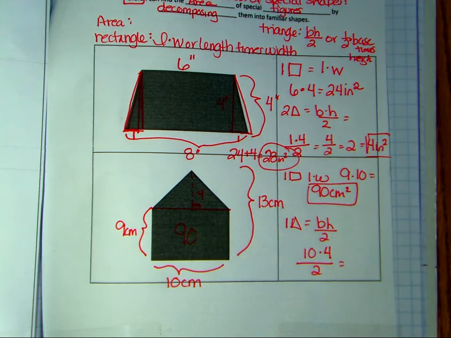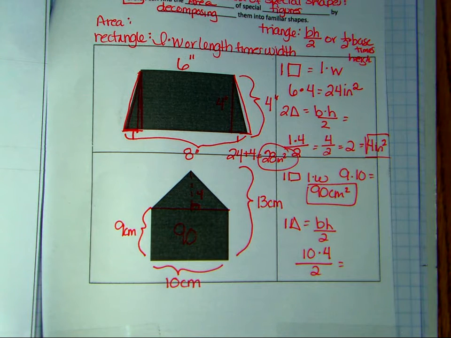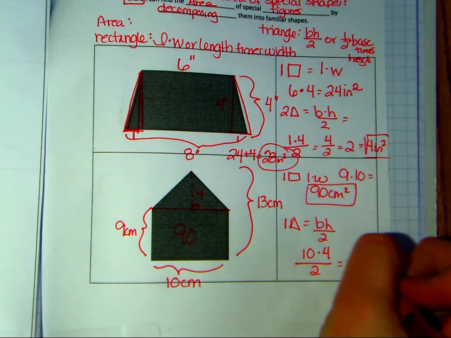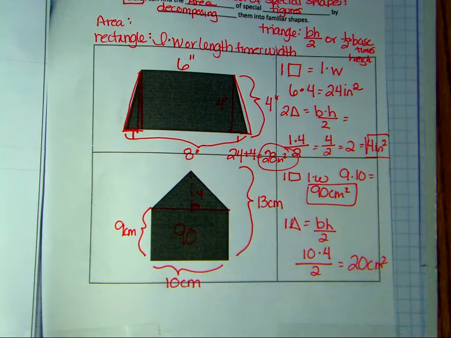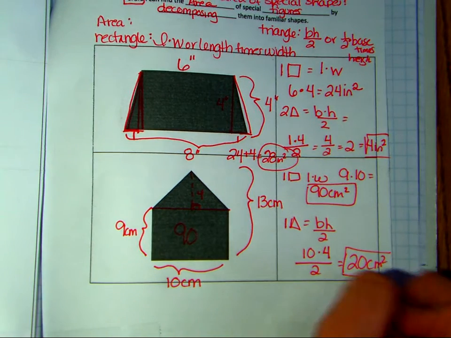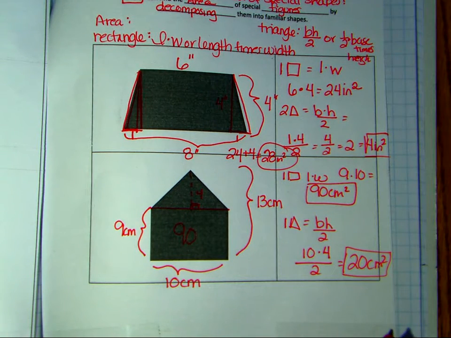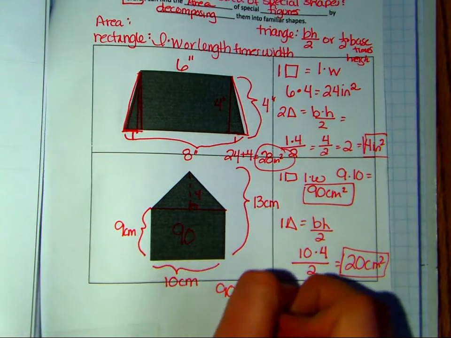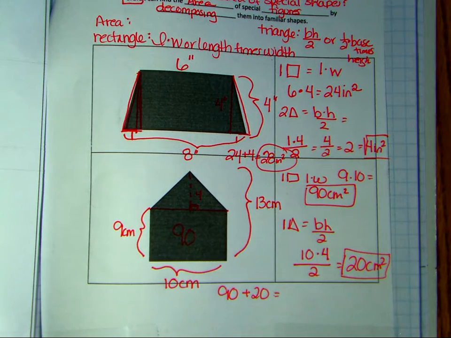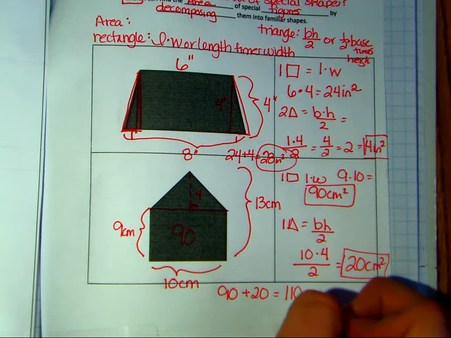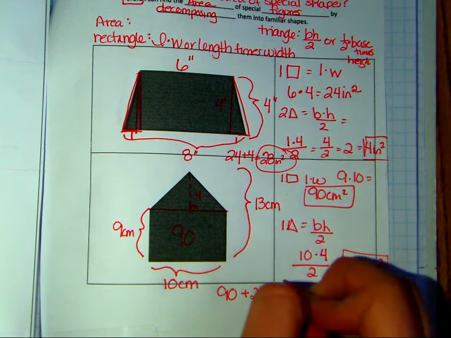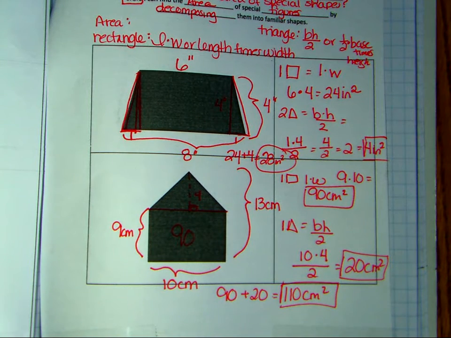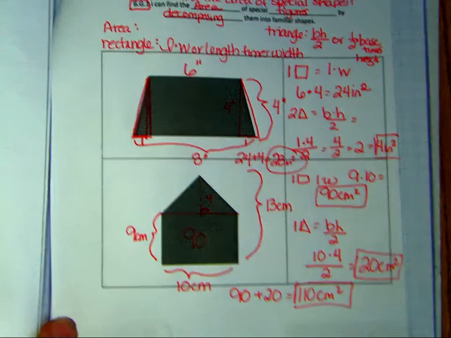So we would do base, which is 10, times the height, which is 4, divided by 2. All right, class, 10 times 4? 40. Divided by 2? 20 centimeters squared. Now, am I all done? No. What do I have to do? Add it up. So we're going to do 90 plus 20 equals what, class? 110 centimeters squared. Awesome, guys. You guys are doing fantastic. Let's go to 127.